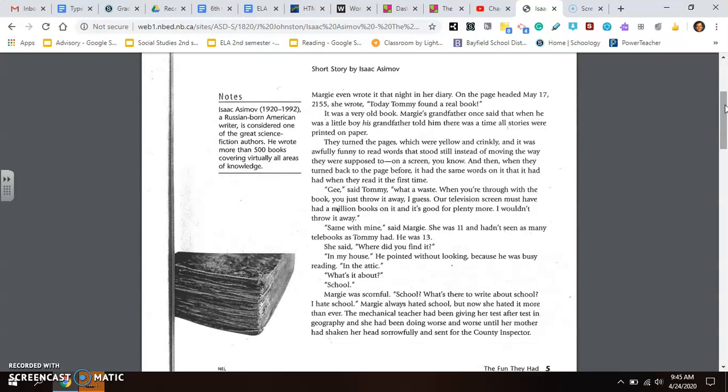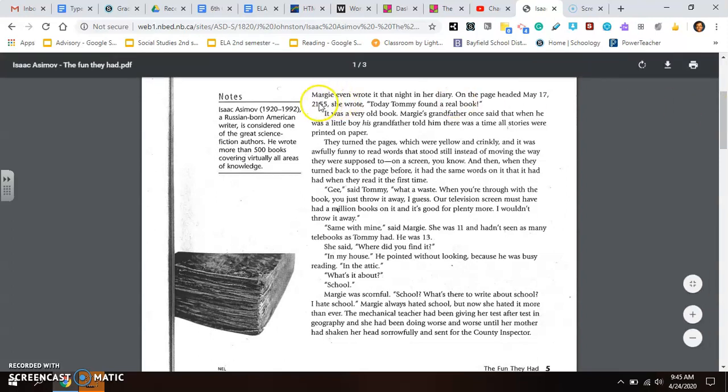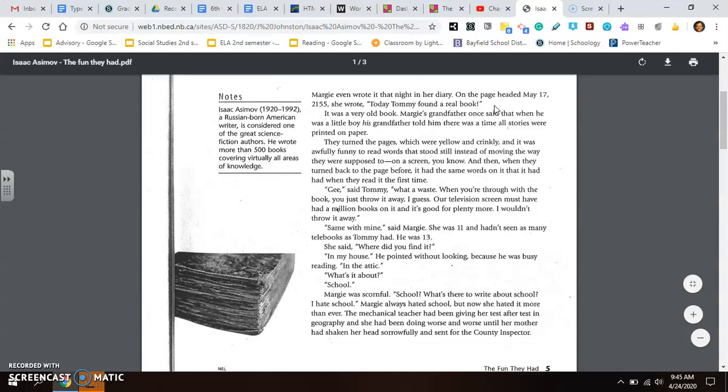So sorry to stop, but right away I see that the year is 2155. So I know this is way in the future. And I'm kind of surprised that she is so astonished that Tommy, I'm assuming that's her brother or something, found a real book.